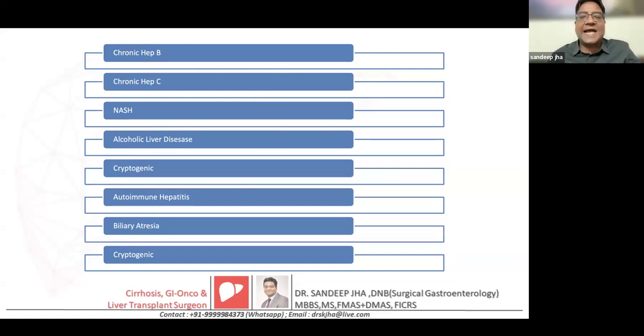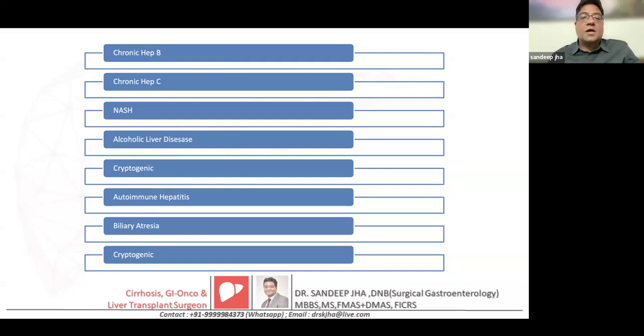It can be chronic hepatitis B due to hepatitis B virus. It can be chronic hepatitis C due to hepatitis C virus. It can be NASH, which has been recently labeled as metabolic associated liver disease. It happens in patients with uncontrolled diabetes and obesity. The patient lands up in cirrhosis and eventually requires a liver transplant. So NASH or metabolic liver disease is going to be the most common category of patients who will require transplant in the future.